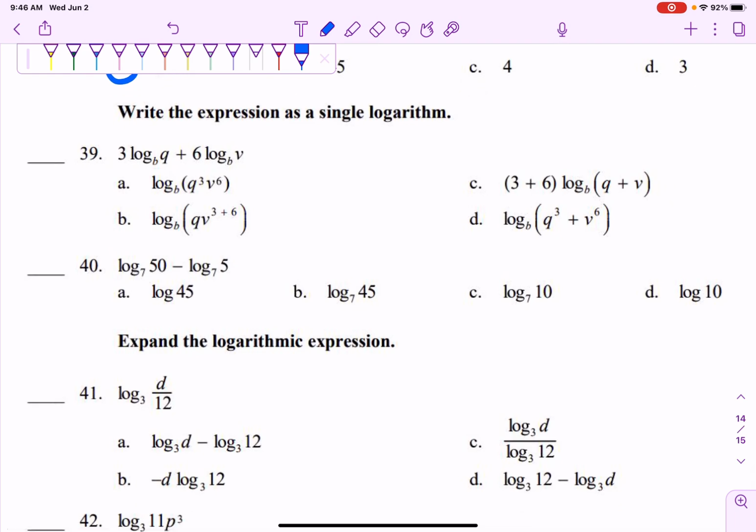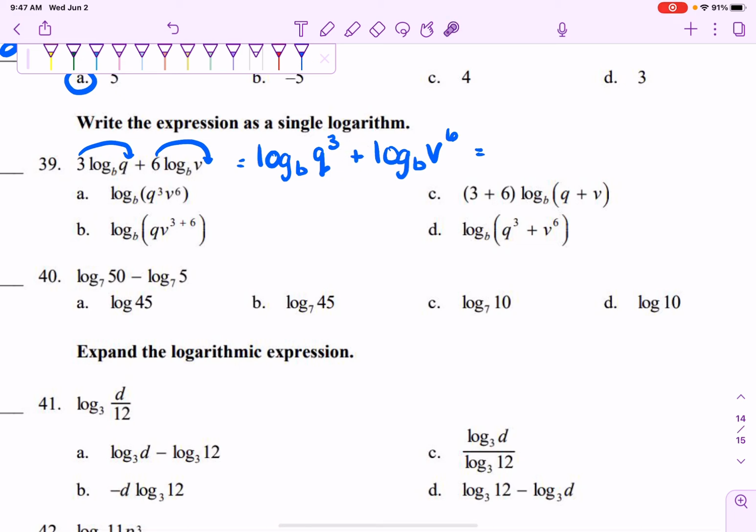Okay, this one says write the expression as a single logarithm. So I'm going to have to go through and use the properties of logs to put things together. So first of all, these both have numbers out in front, so I'm going to have to put these back where they go. So this 3 would have been an exponent for the Q, and 6 would have been an exponent for the V. So this should have been log base B of Q to the 3rd plus log base B of V to the 6th. Then, if these are put together with an add, that means that these 2 pieces must originally have been multiplied. So it's going to be log base B of Q to the 3rd, V to the 6th. And then we actually sit them right next to each other so it looks like multiplication. Okay, so on this one, it would match A.